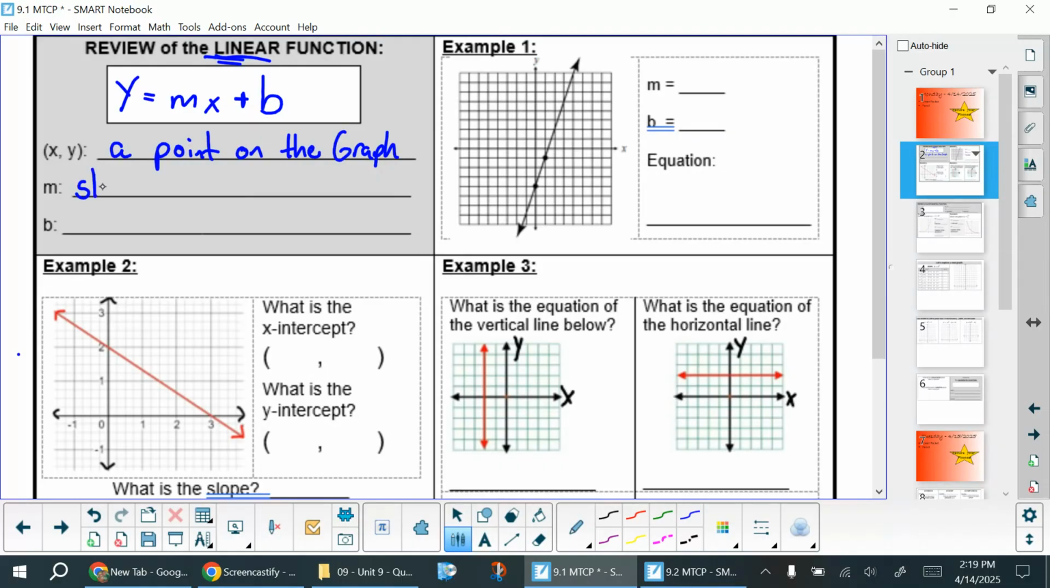M was our slope, which we could think of as the rise over run. And b was our y-intercept, which we often thought of as our starting point.